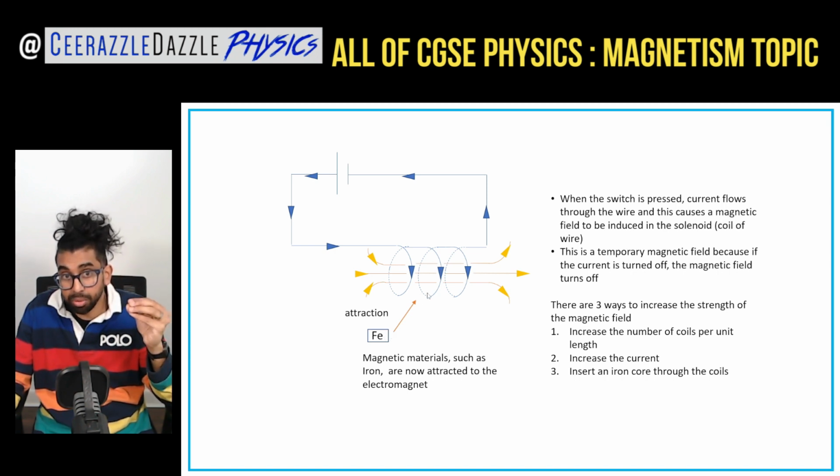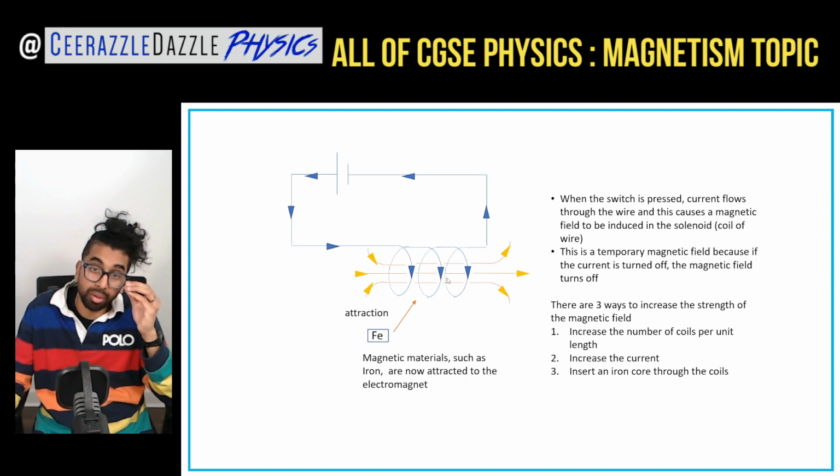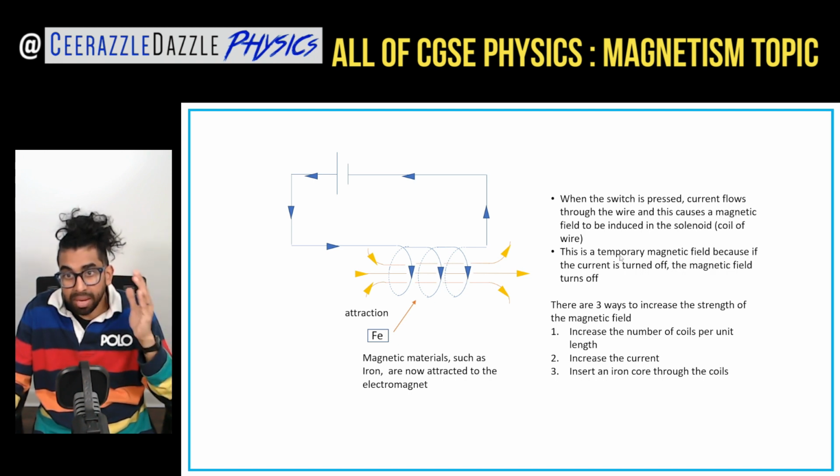So the piece of iron will move towards it over here. There we go. And obviously, this is a temporary magnetic field, because if I were to turn off the current, it will stop having a magnetic field.